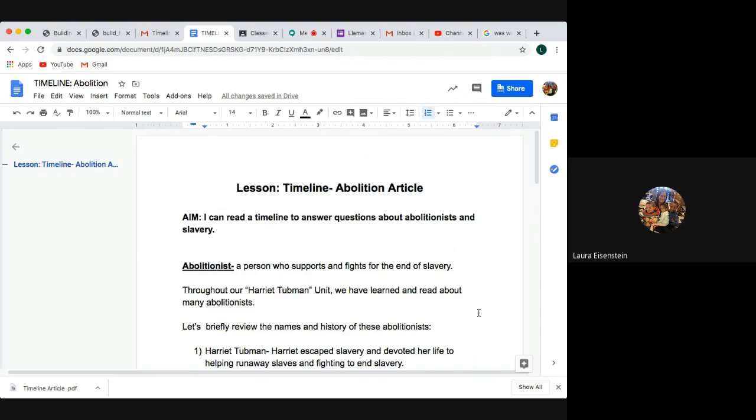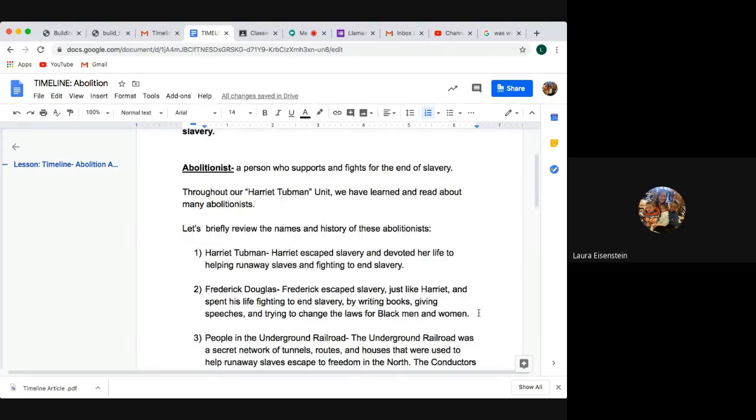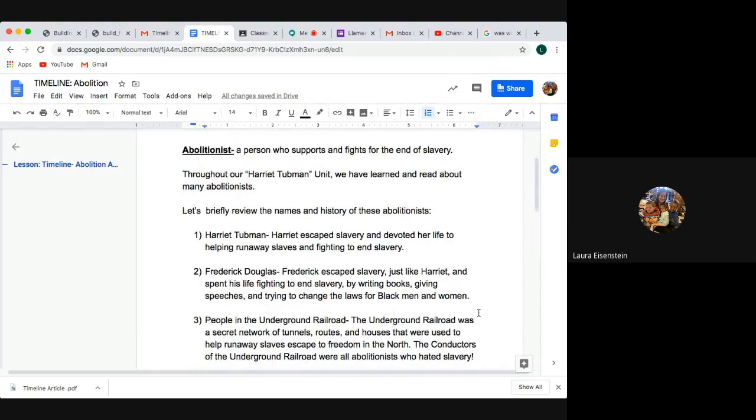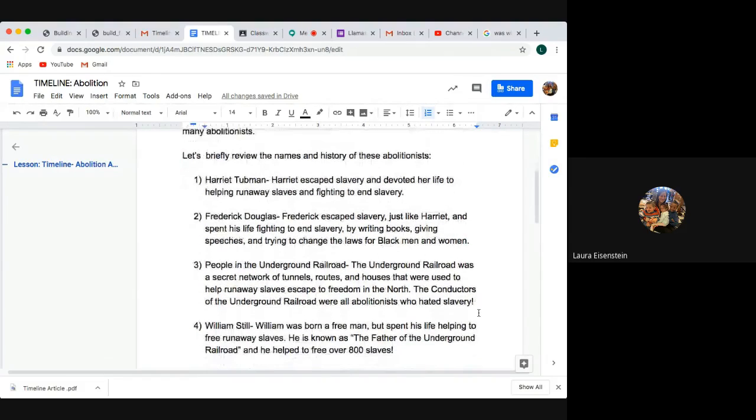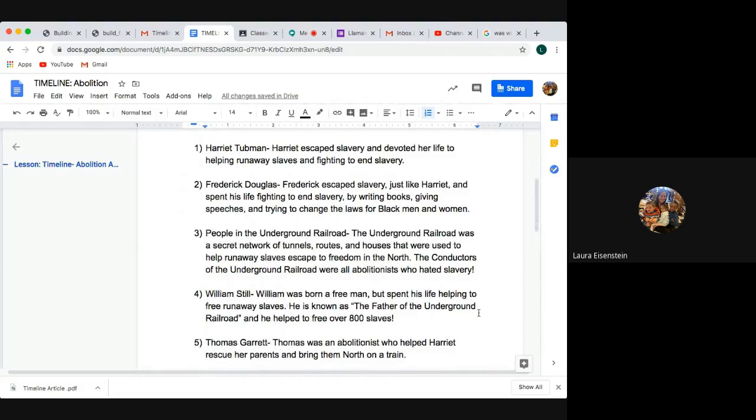So throughout our Harriet Tubman unit, we've learned and read about many different abolitionists. So I'd like to just briefly review some of the most important abolitionists and their history that we learned about in our unit. So the first abolitionist that we learned about was Harriet Tubman herself. And we know that Harriet escaped slavery and then devoted her life to helping runaway slaves and fighting to end slavery. So Harriet Tubman is a perfect example of an abolitionist.